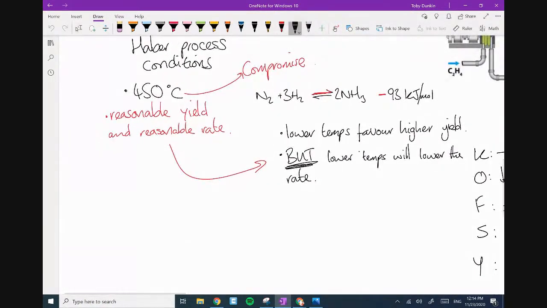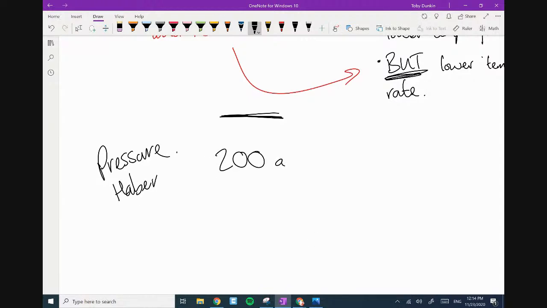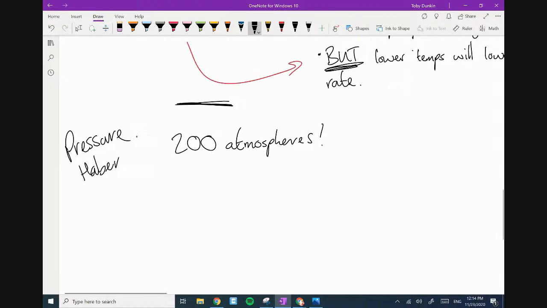Okay, so let's continue with the next Haber process condition. The next Haber process condition is the pressure. So we've got temperature. The pressure for the Haber process is 200 atmospheres. I'm actually going to write atmospheres. Now this is insane.